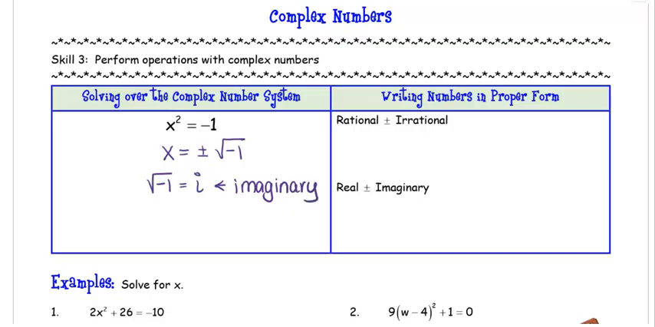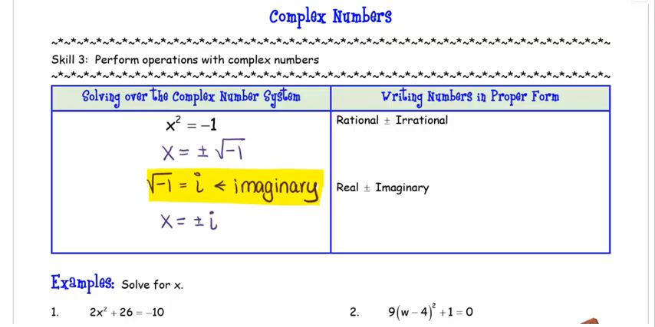So when we've got x equal to plus or minus the square root of -1, we can now say x is going to be equal to plus or minus i. So key concept here, the square root of -1 is replaced with i. Everything else is done the exact same way. You just tuck i in as part of your answer.